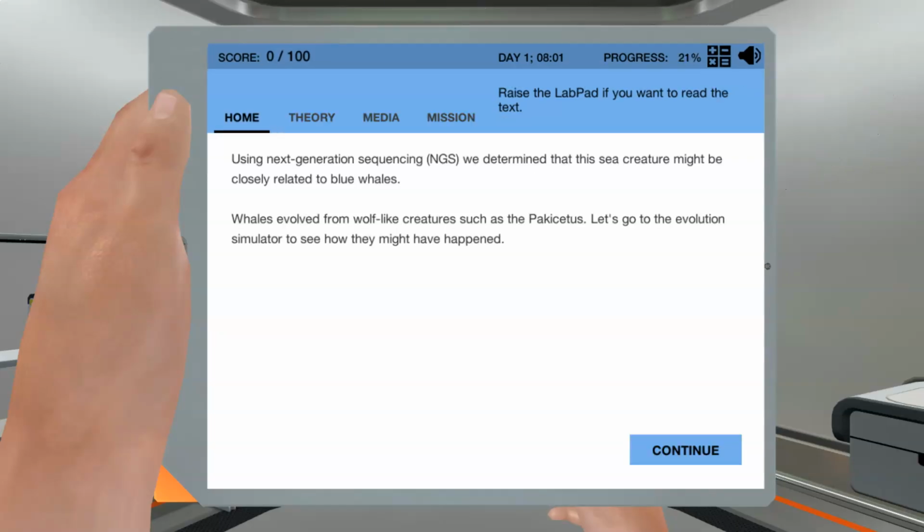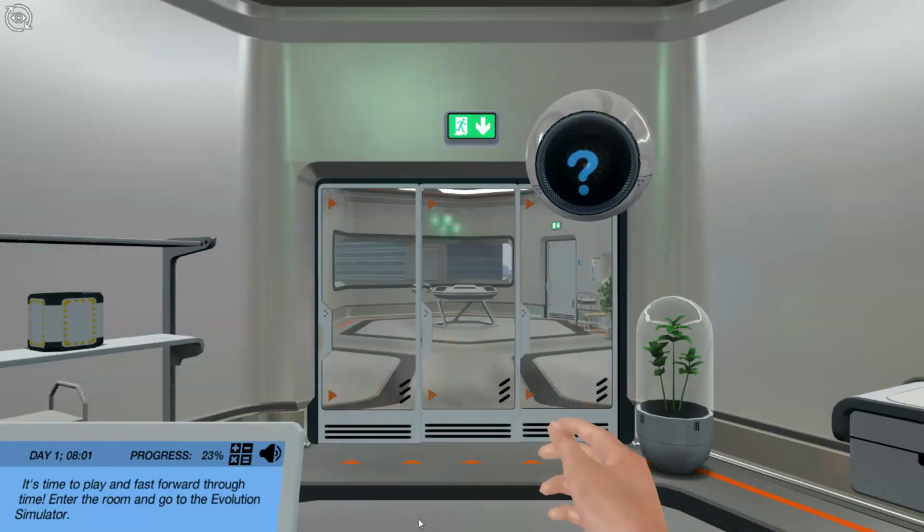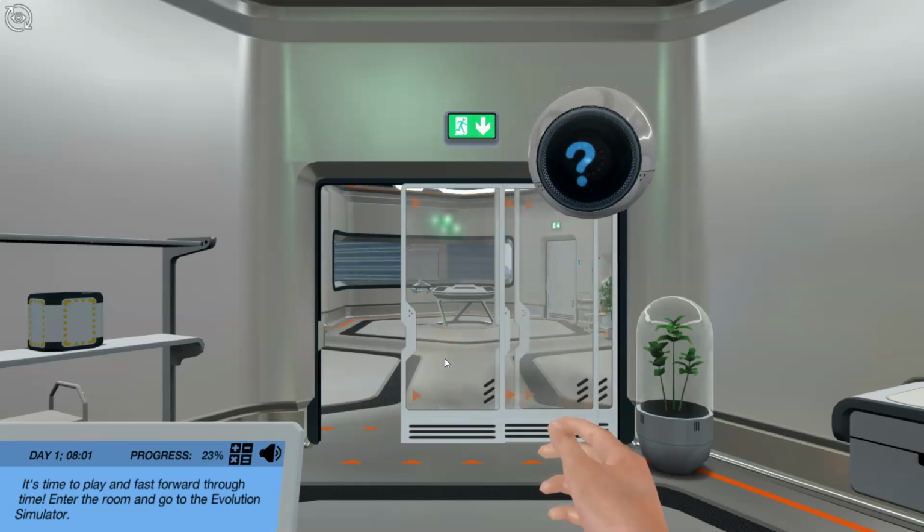Using next-generation sequencing, we determined that this sea creature might be closely related to blue whales. Whales evolved from wolf-like creatures such as the Peckycetus. Let's go to the evolution simulator to see how they might have happened. It's time to play and fast forward through time. Enter the room and go to the evolution simulator.